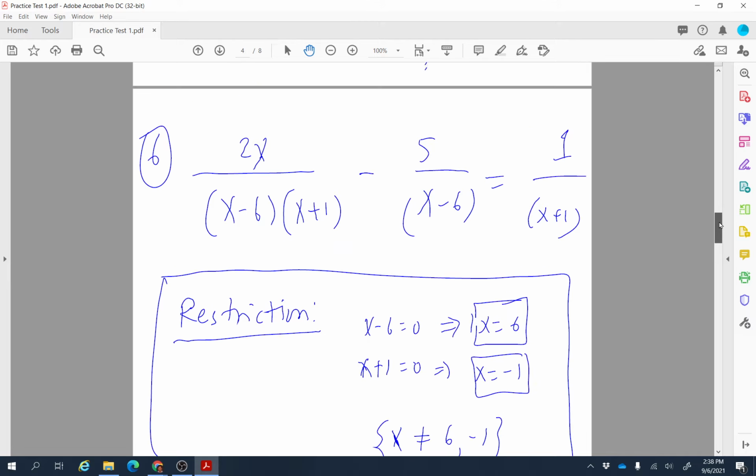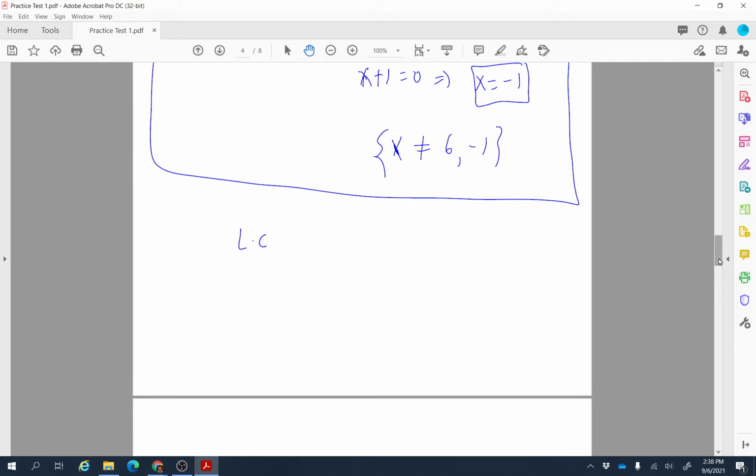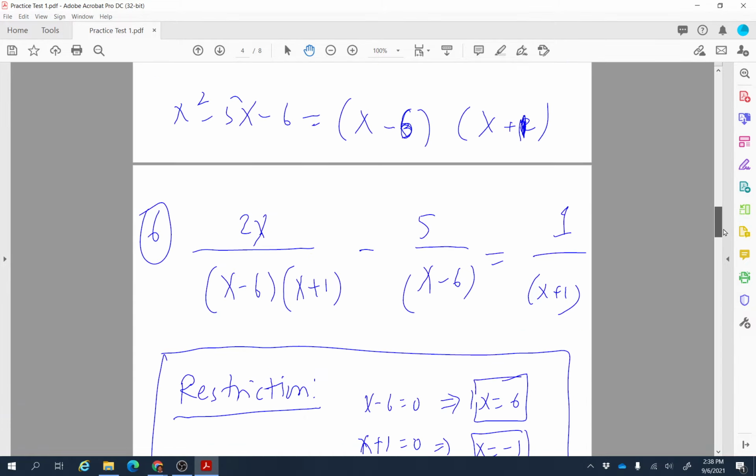Now the question is, how do you solve it? So to solve this kind of problem, first of all, find the LCD, least common denominator. So there are three denominators, 1, 2, and 3. So the least common denominator would be x minus 6 and x plus 1. The least common denominator means the common factors times leftover factor. So as you can see that x minus 6 and x minus 6 are a common factor, x plus 1 and x plus 1 are a common factor. So the LCD is x minus 6 times x plus 1.